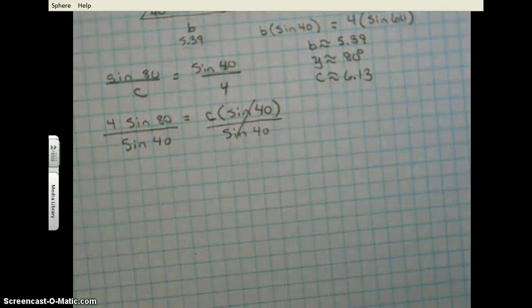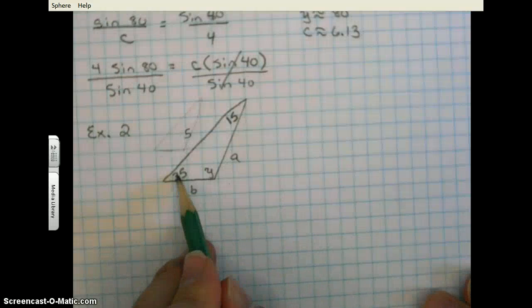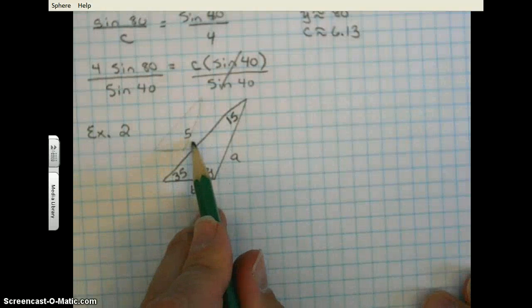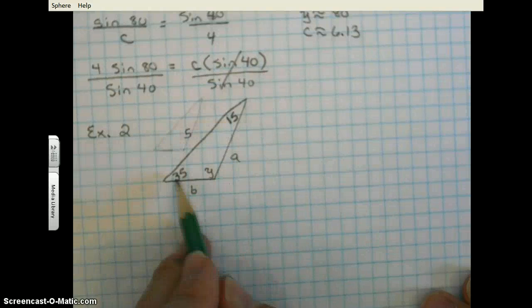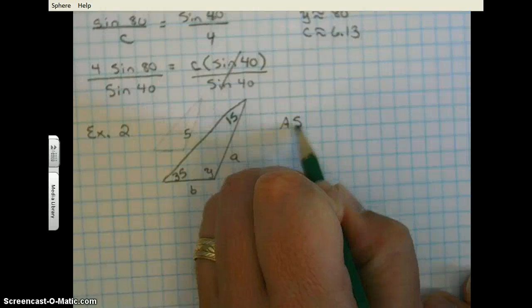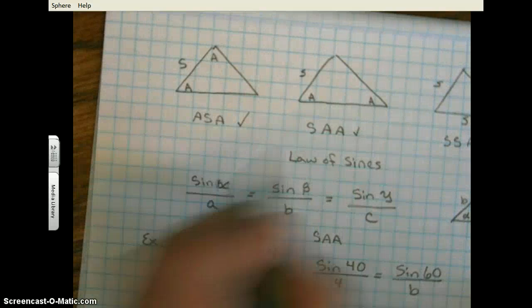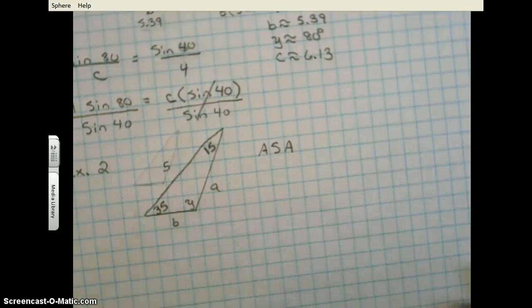Let's look at another example. Okay, example 2. Notice we have an angle, an included side given, and another angle given. So we have angle, side, angle. Since it's angle, side, angle, if you look back up here at your triangles, we can use law of sines to solve it. All right, so setting this up.